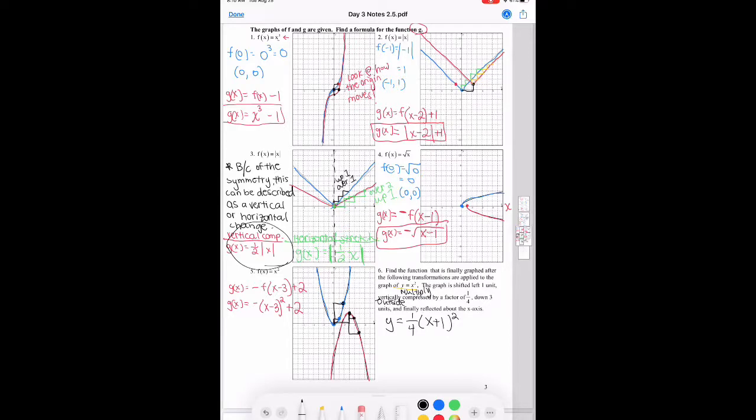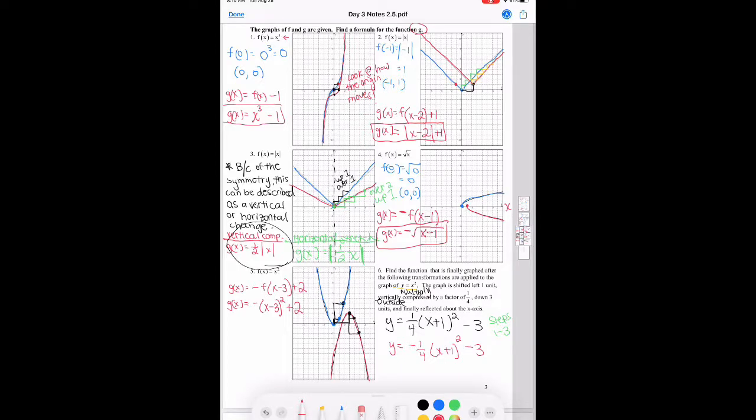Next, we see down 3, so I'm going to subtract 3 at the end. And then finally, we're going to reflect it. What we just did was steps 1 through 3. Now, many students are inclined to do this. I'm going to tell you right now, this is wrong. I bet many of us would have written it like this.